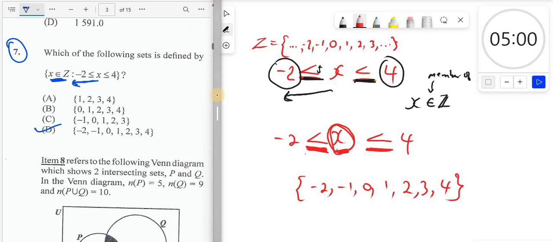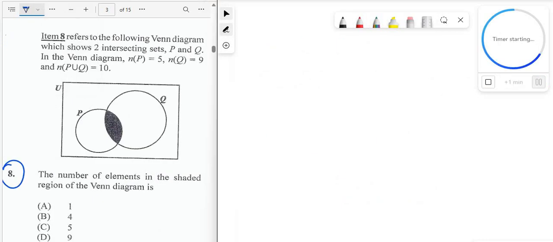So this is where we start with -2 and we end at 4. The numbers must include -2 and 4, but must be greater than -2, meaning these numbers, but less than 4, these numbers. Alright, so we're looking at question number 8.